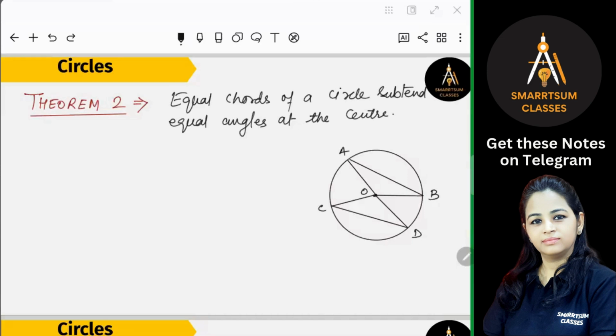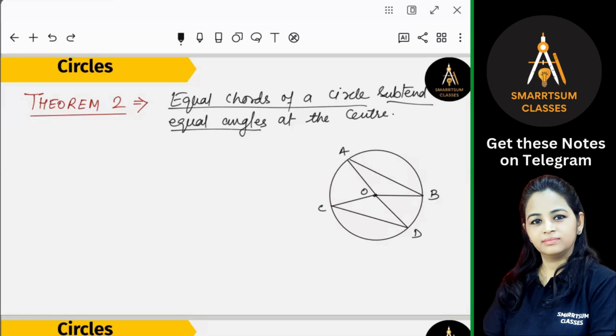Now look at theorem 2. Theorem 2 says that equal chords of a circle subtend equal angles at the center. As I already told you, what is the meaning of the chord, and how they are subtending the angle? So if there are two chords in the circle which are equal, meaning they are equal in length, then the angle subtended by these equal chords will also be equal. This is a theorem. We will prove this also.